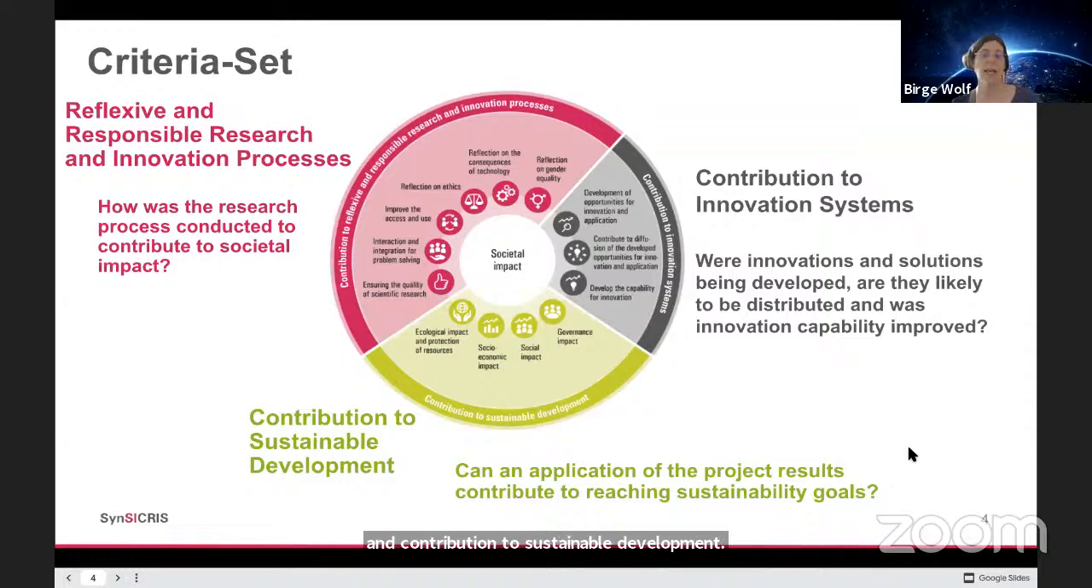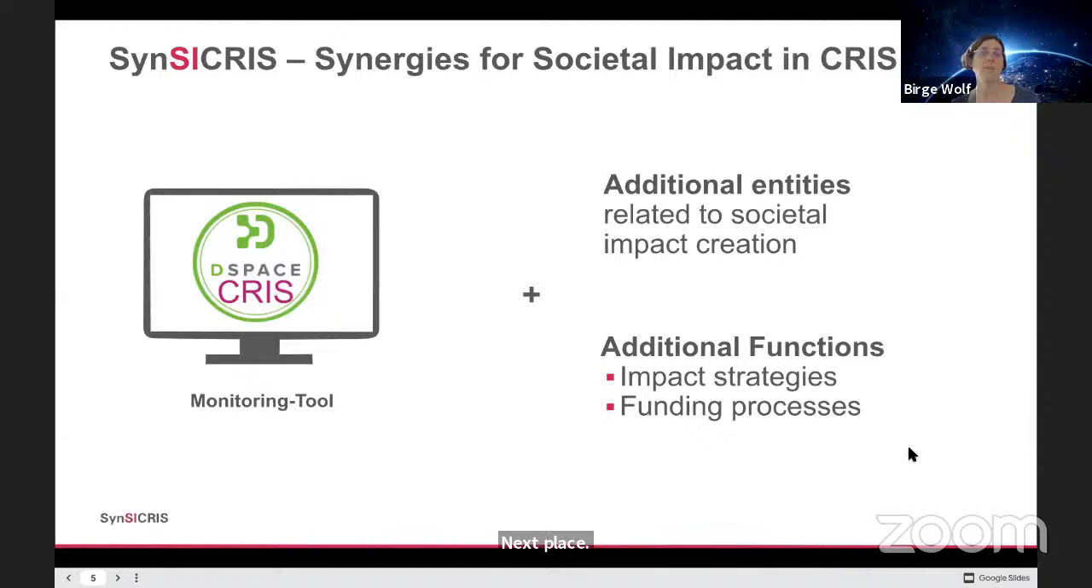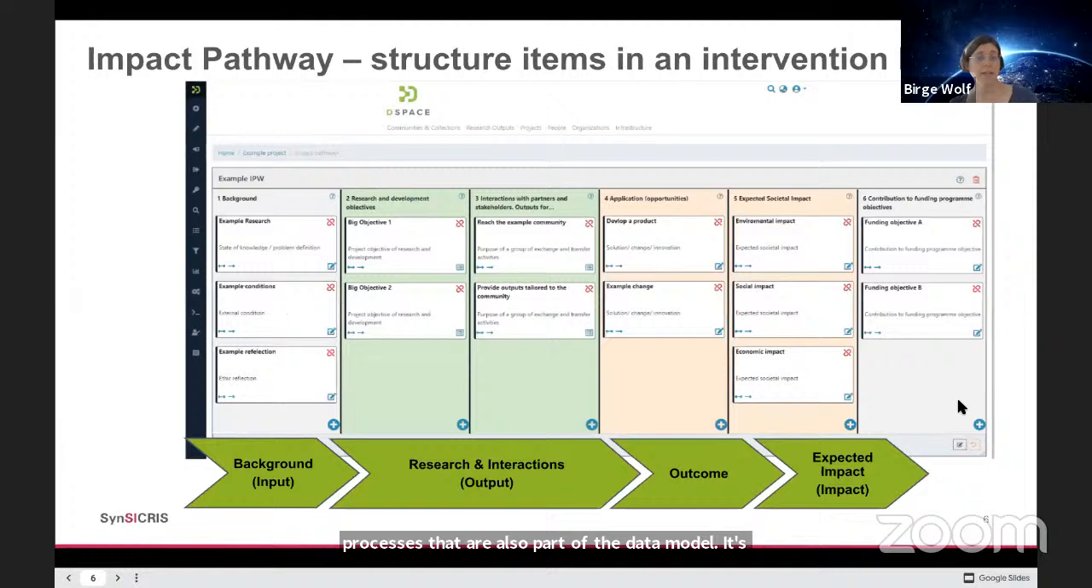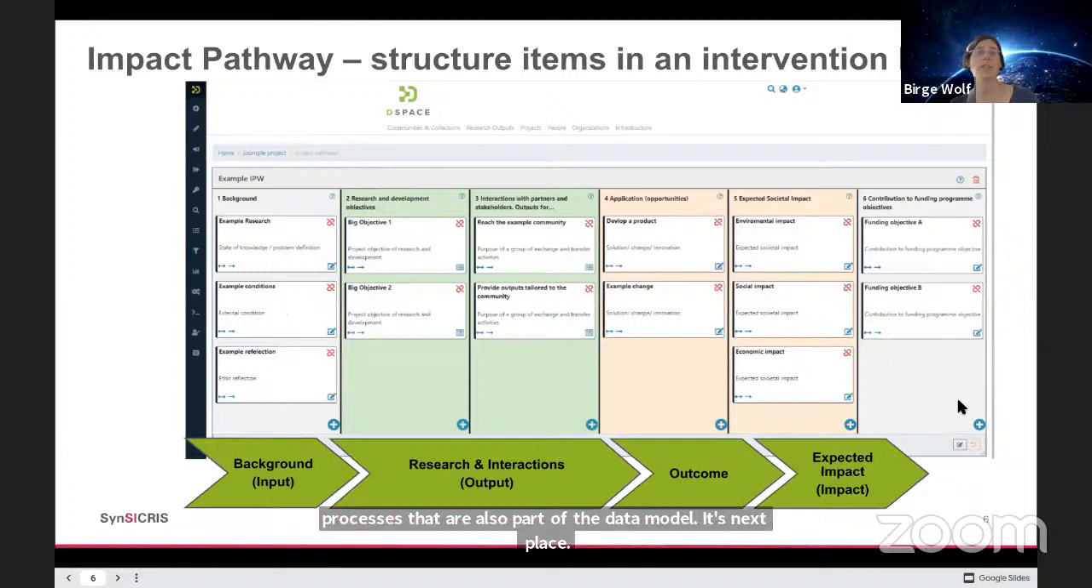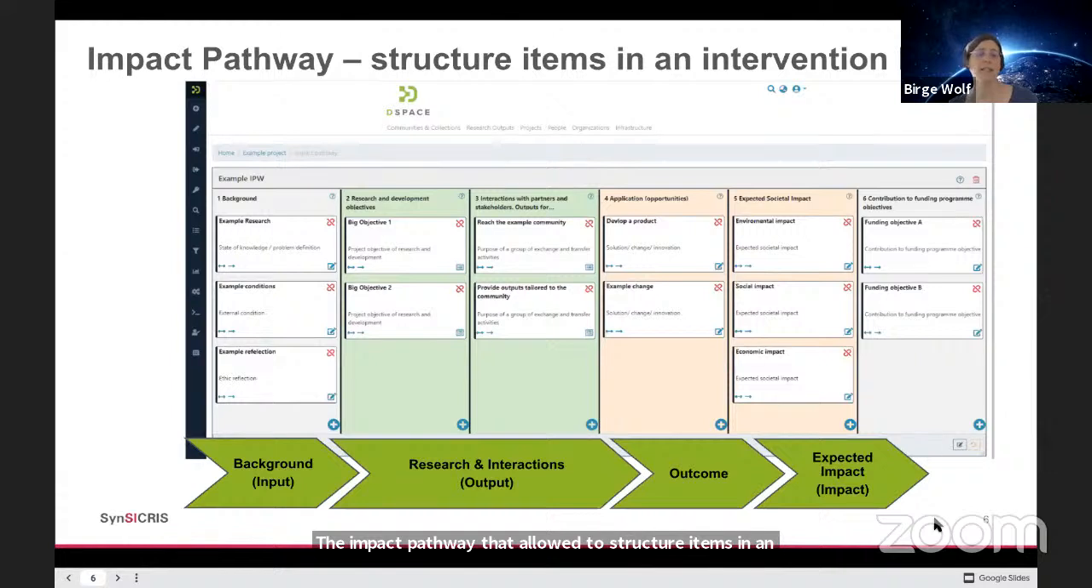And we add this data model to DSpace 7, and we add functions for impact strategies and funding processes that are also part of the data model. Next, please. The impact pathway allows to structure items in an intervention logic. We adapt the classical steps input, output, outcome, and impact slightly to our needs.